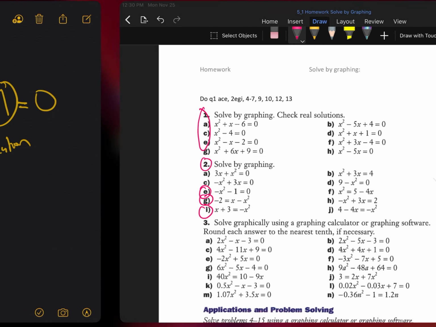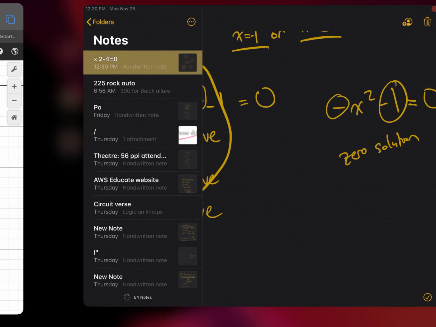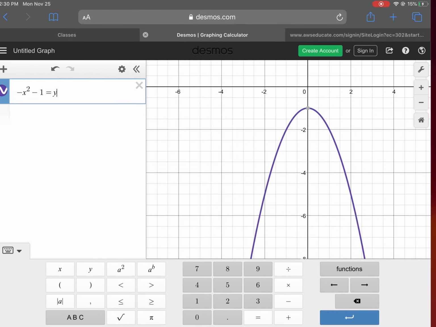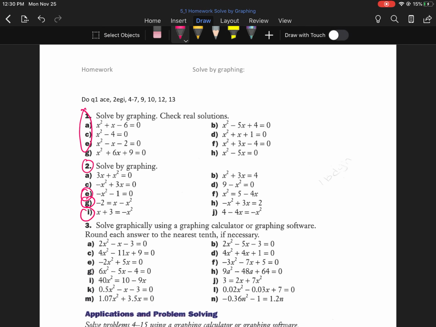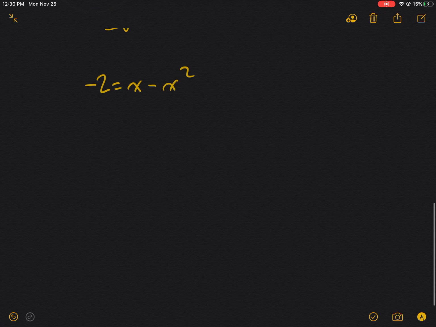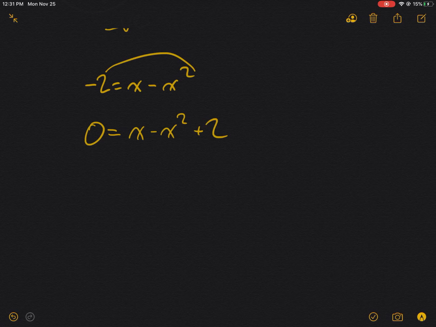Let's try this. Minus 2 equals x minus x squared. Let's rewrite that. Or we move this 2 to that side, right? And we end up with x minus x squared plus 2. Let's rearrange this: 0 equals minus x squared plus x plus 2.